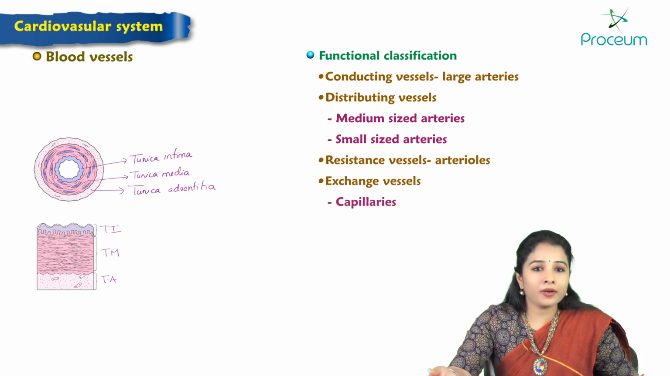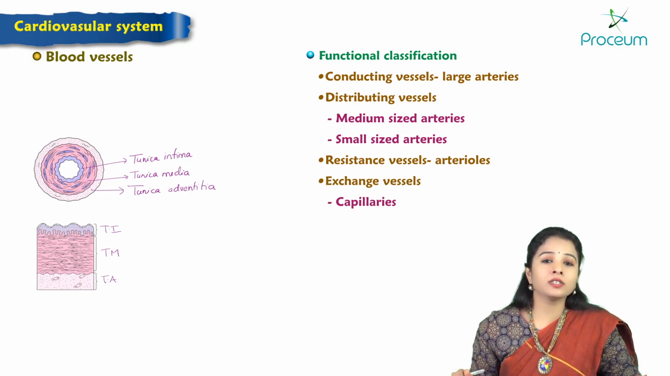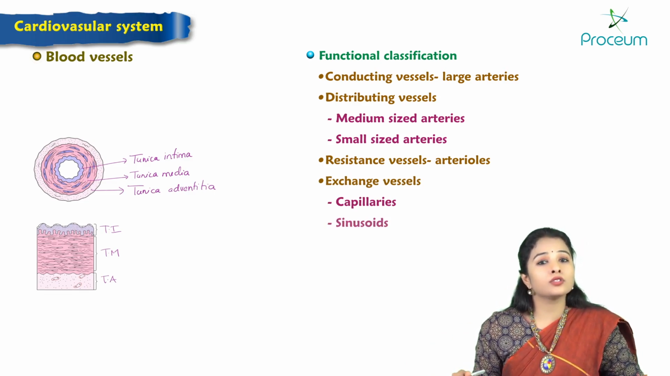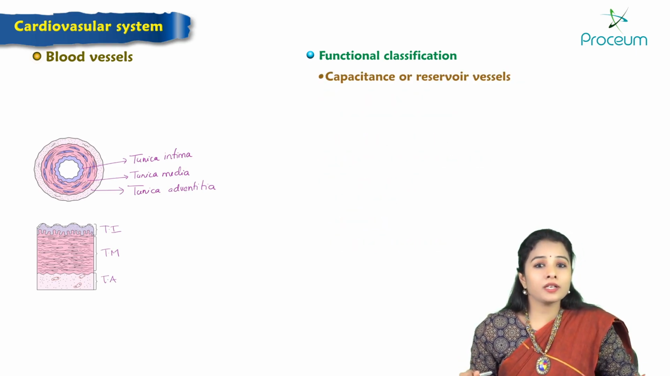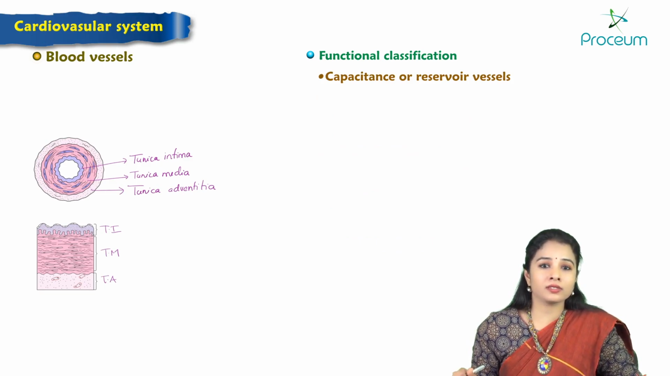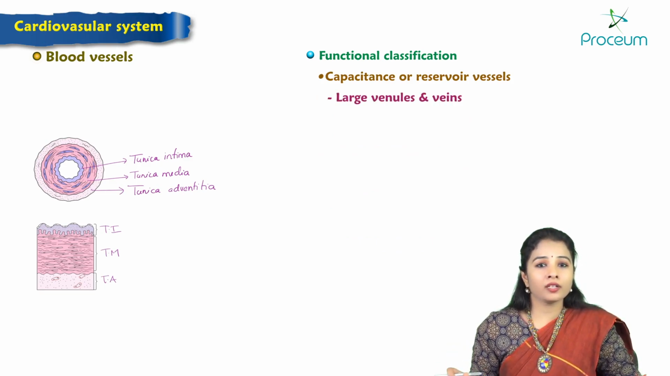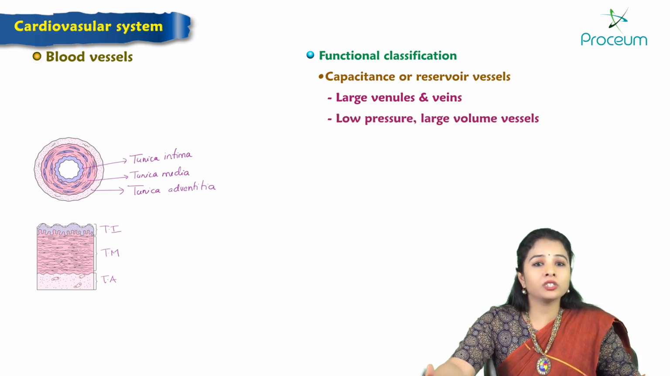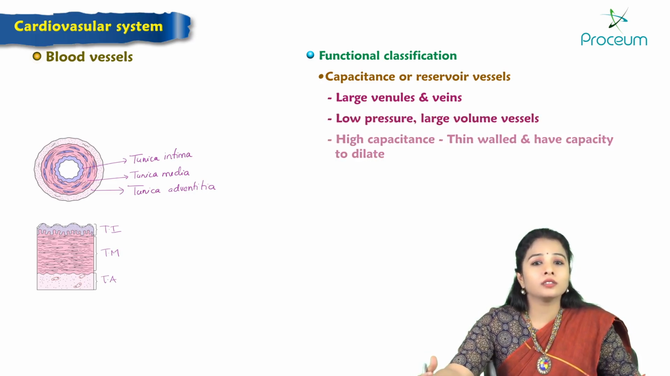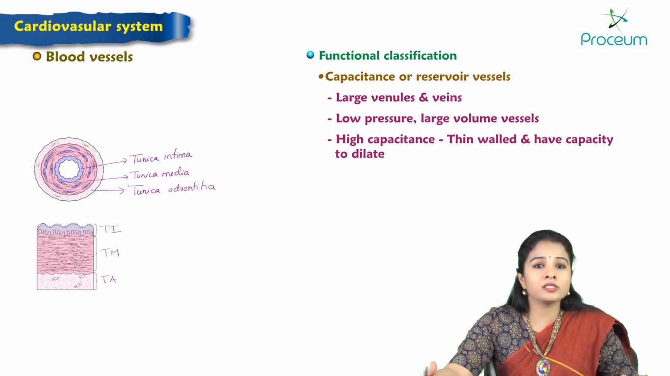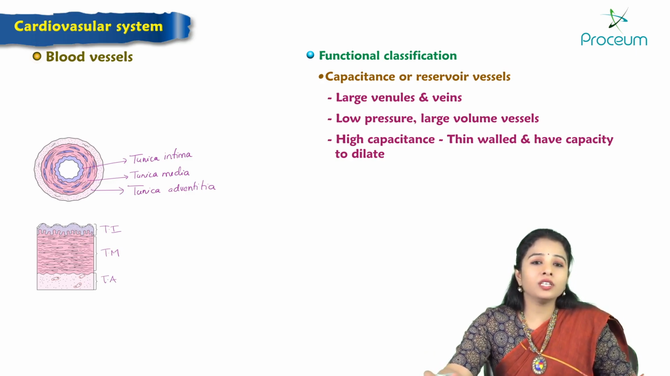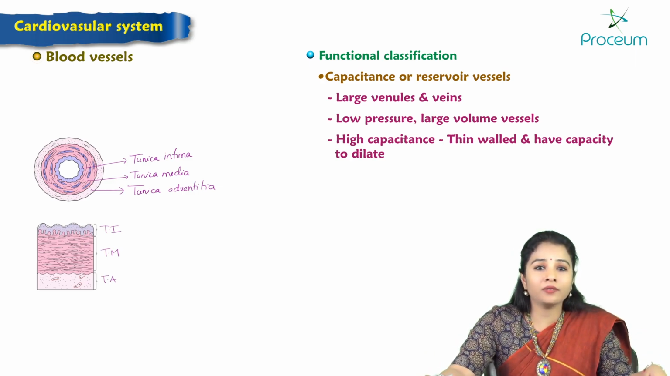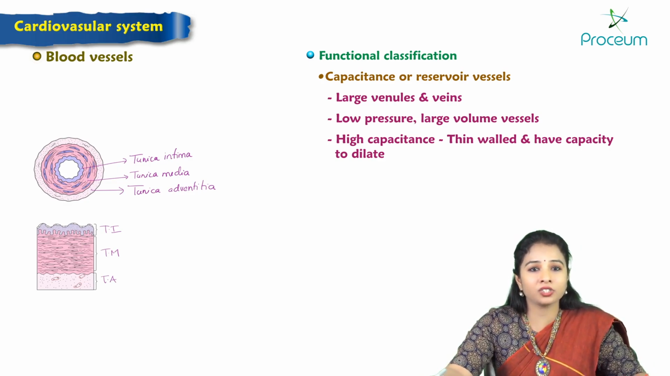Exchange vessels, the capillaries, where exchange of material happens. Sinusoids and postcapillary venules are also exchange vessels. Capacitance or reservoir vessels are large venules and veins, and these are the low pressure, large volume vessels. The high capacitance of these vessels is due to the fact that they are thin walled and have the capacity to dilate. So these are the 5 types of blood vessels, divided functionally.